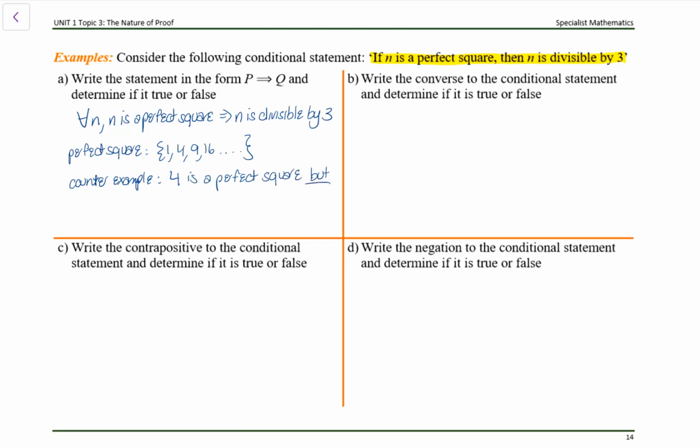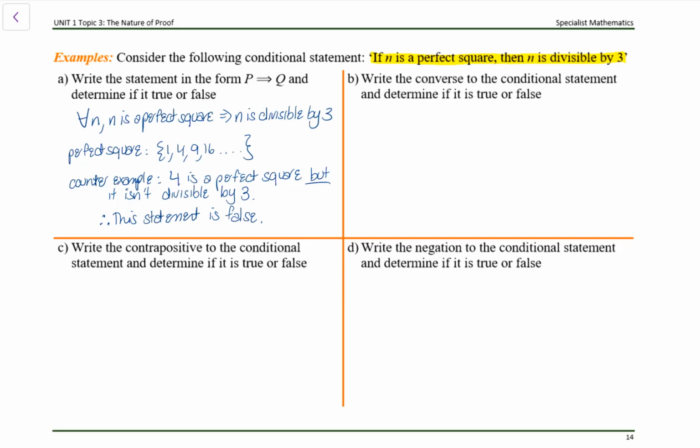But it isn't divisible by 3. I could also have used 1, or 16. I just couldn't use 9. So therefore this statement is false.